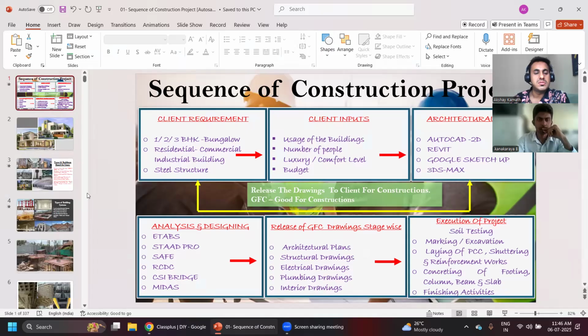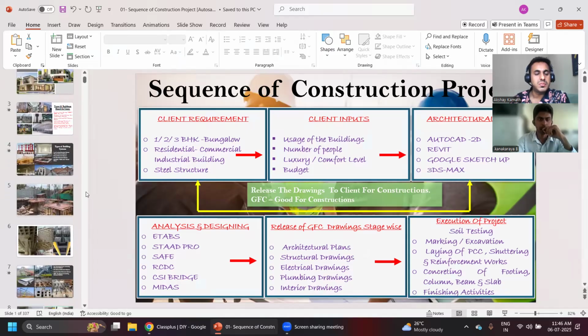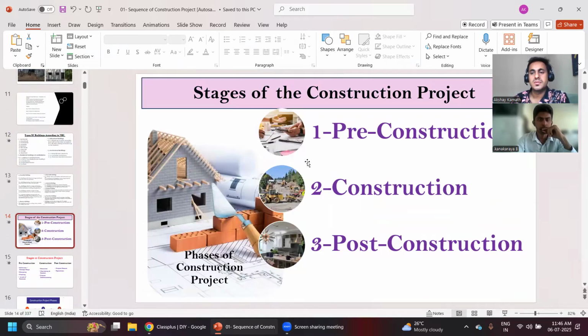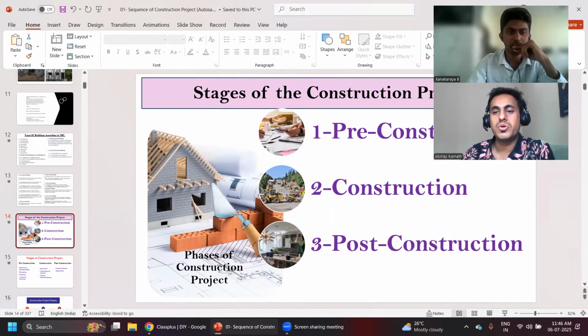I'll just share my screen. Let me check what all you have gone through. Okay, sir. Tell me, what are the stages of the construction? Sir, pre-construction, construction, post-construction. Okay. What do you do in pre-construction?